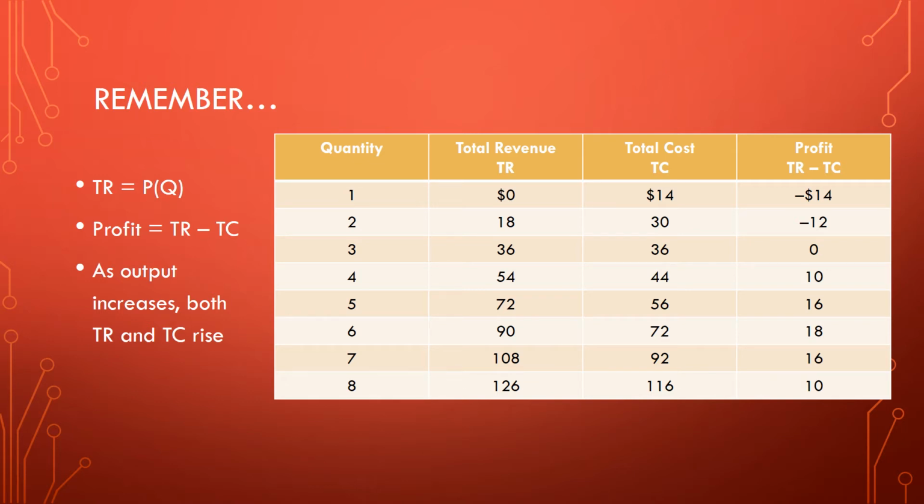And we have the principle that as output increases, so as you produce more, both total revenue and total cost rise. As you produce more, that quantity, Q, is getting bigger, P stays the same, so P times Q is going to equal a larger number, so your total revenue will grow. And your total cost will grow because you need more workers or more inputs of whatever kind. So again, those are things to keep in mind in this video.